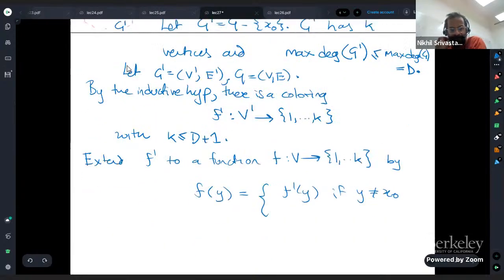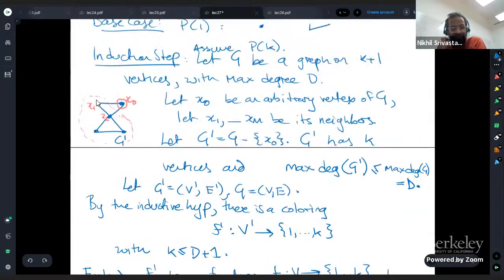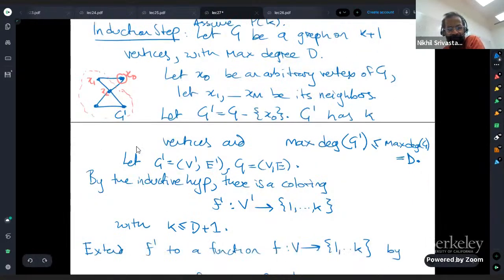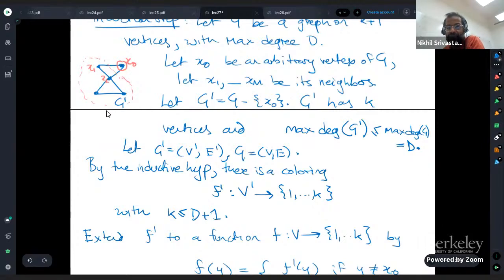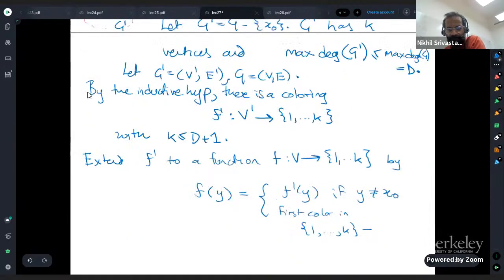And this is the punchline. I'm going to let F of x naught be the first color in 1 through K minus the colors of the neighbors. I want to give it a color that's different from the colors of all the neighbors, right? The beauty of this is that I actually have on the table what the colors of the neighbors are, because F prime gave some colors to the neighbors. So I'm just going to remove the colors of the neighbors from this set.